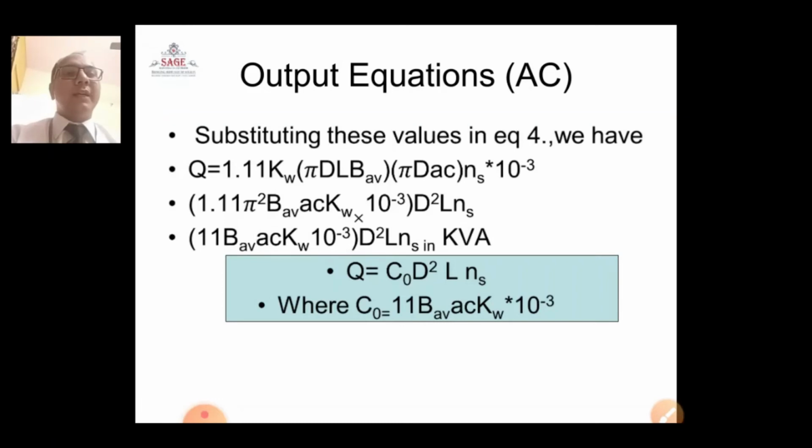But in place of speed, here the speed is synchronous speed, and in place of C naught, the quantity besides B average, AC, takes Kw also. And the numeric figure last time we saw was only pi square. Here it is pi square into 1.11, which comes out to be approximately 11. So there is a difference of C naught, the output coefficient, for the DC machine and AC machines. So the final equation Q equal to C naught d square L into Ns is the output equation, where C naught is the output coefficient.